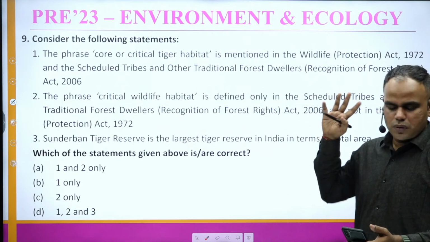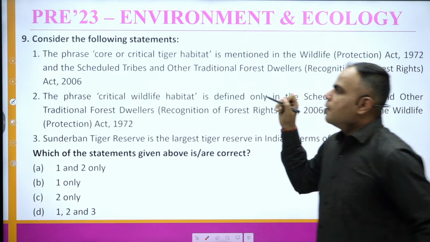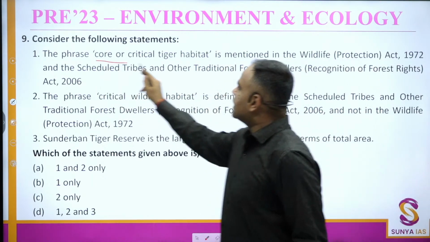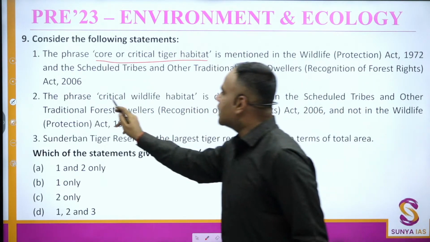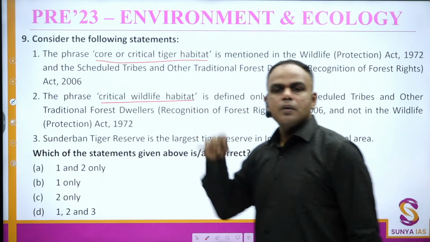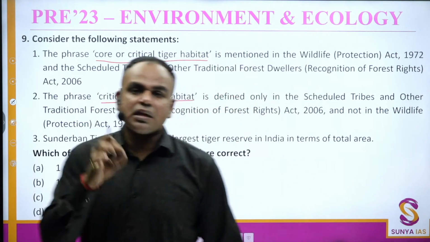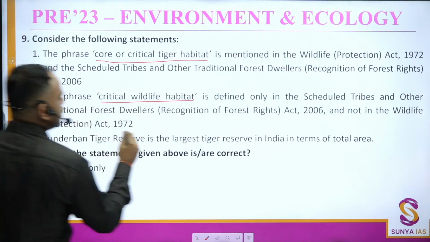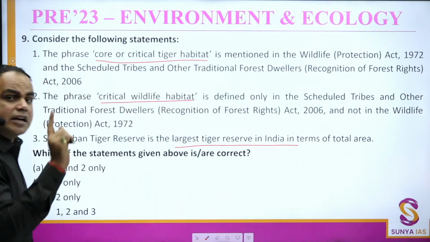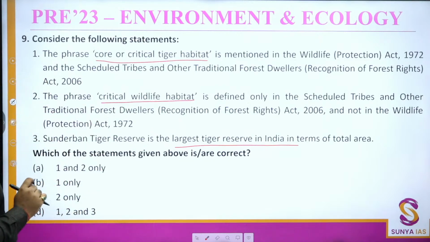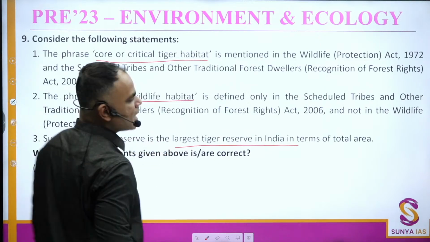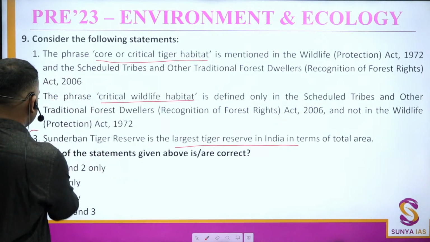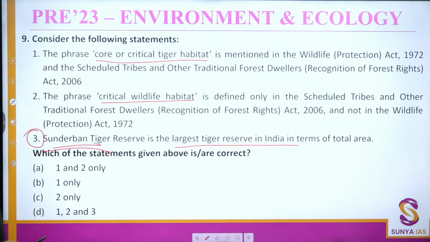Okay, now coming to the next question. Here two very important terms are mentioned. One term is core or critical tiger habitat. The second is critical wildlife habitat. The question basically asks in which act these terms are defined. Then the question is on the largest tiger reserve in India in terms of total area. So can you tell me which is the largest tiger reserve in terms of total area? This is a relatively easier question. Statement number 3, so let's see.